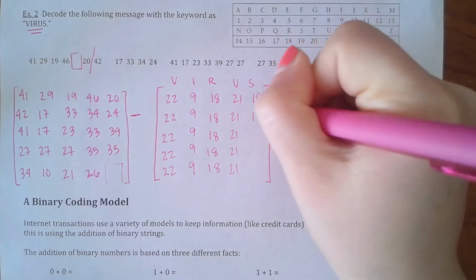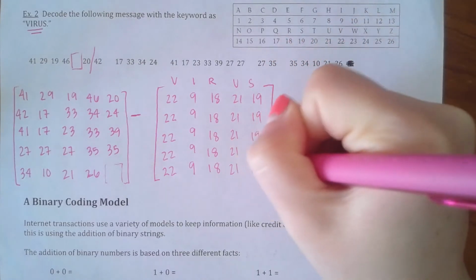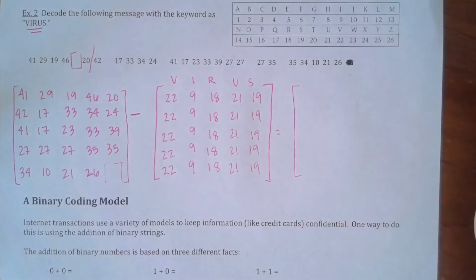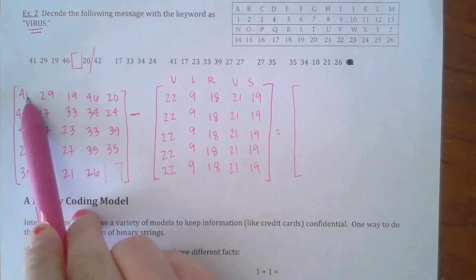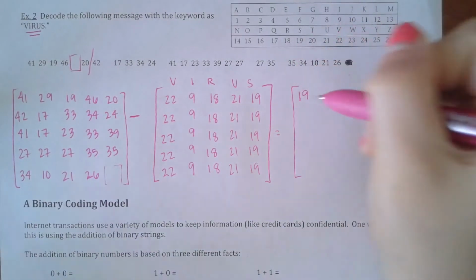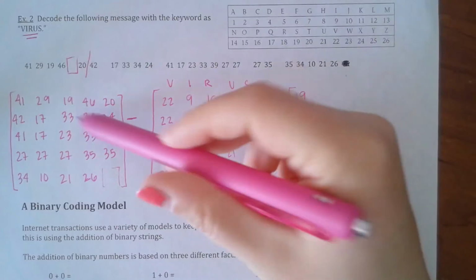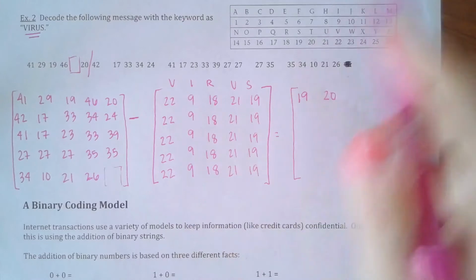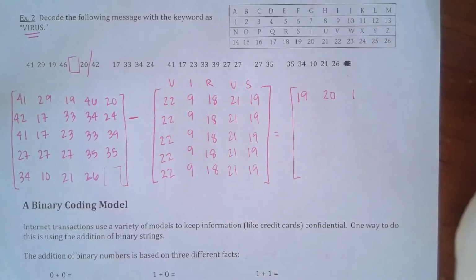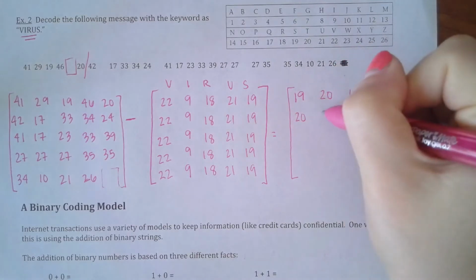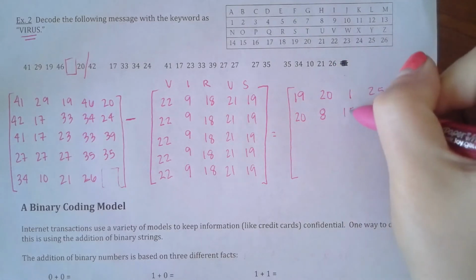Here's 19. So we're going to subtract our messages here, placement by placement. So 41 minus 22 is 19. 29 minus 9 is 20. And so on and so forth. 19 minus 18 is 1. So I'll give you again the resulting matrix so that we don't have to spend a ton of time with that, but we would just subtract piece by piece.